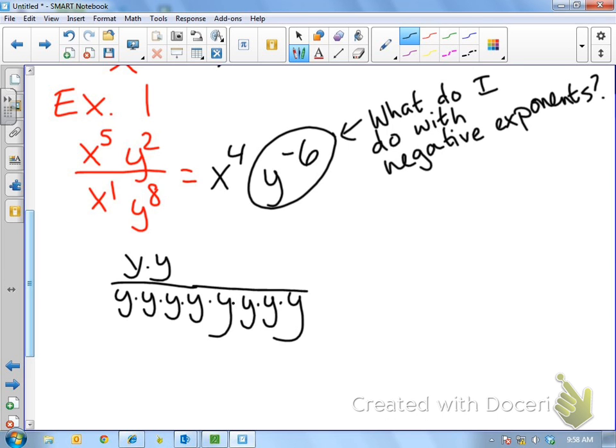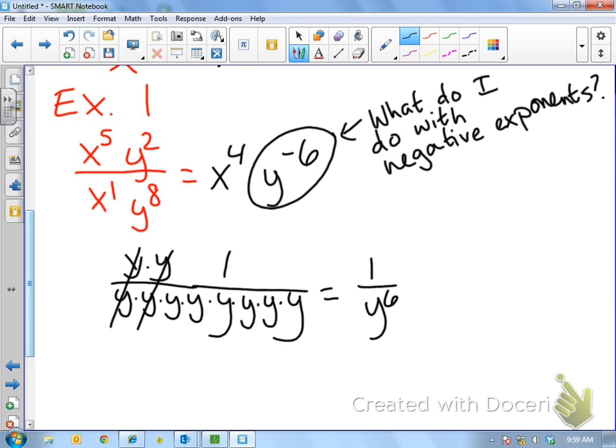2 of the y's. Now, this is one of the cases where I do have to write a 1. Before we didn't have to because we were multiplying by stuff still. There's nothing left in the numerator. A fraction has to have a numerator. So we do have to write that they canceled out to be 1. Then if we combine all our y's together, we know this is 1 over y to the 6th.